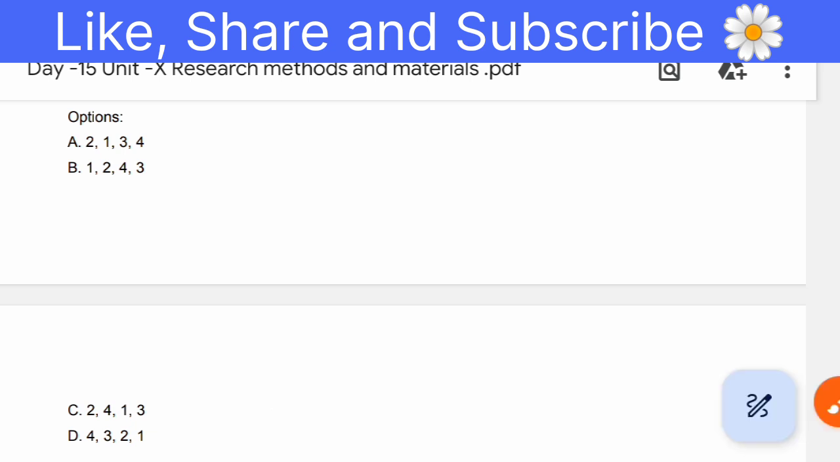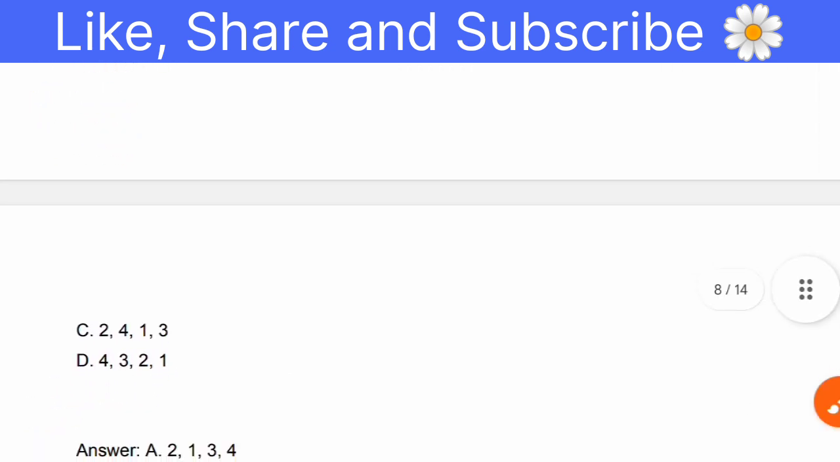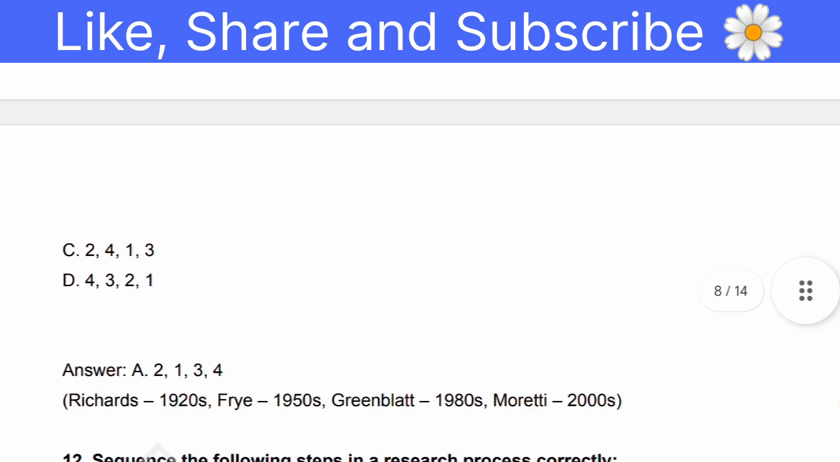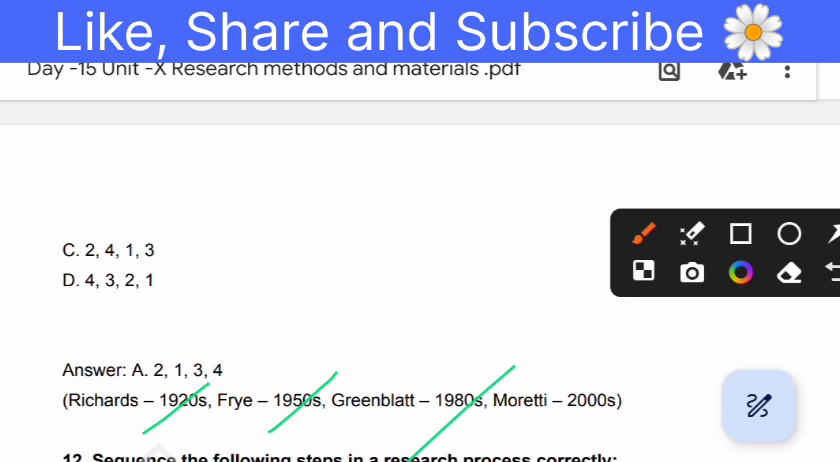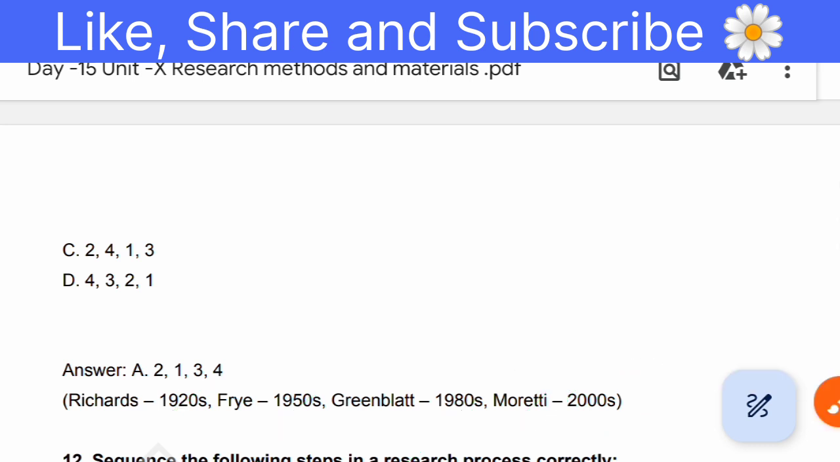Correct answer of this question is going to be the option A, that is according to the contribution of these scholars, Richards falls first, 1920s, Northrop Frye 1950s, Stephen Greenblatt 1980s, and Franco Moretti 2000. These are the correct chronology. So correct answer 2, 1, 3, 4. Okay. Next question.